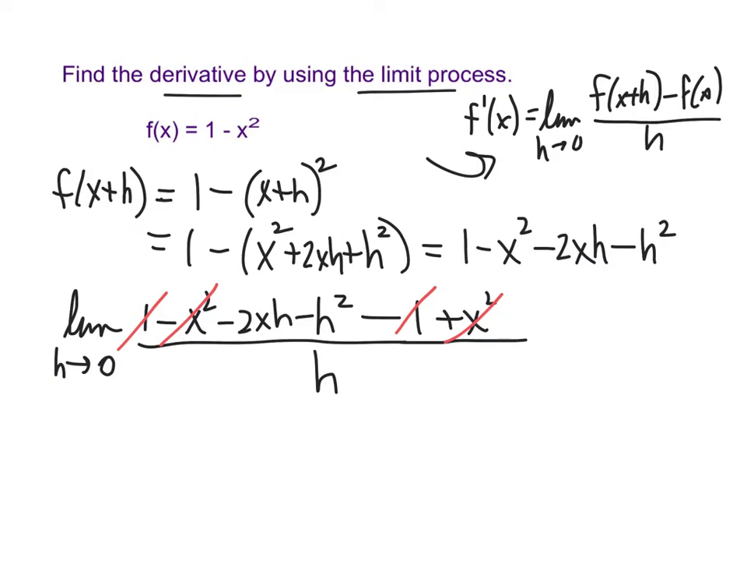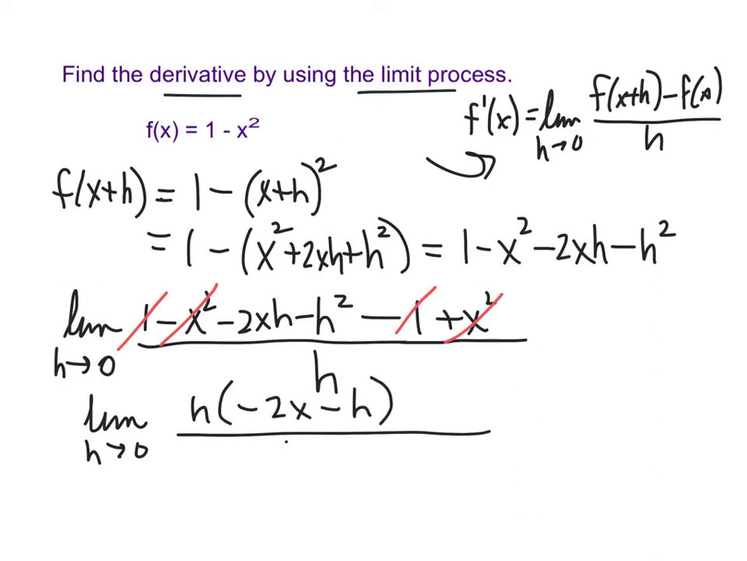2h and h squared, those all have h's. So on the top, I'm going to factor out an h from what is left, and I end up with negative 2x minus h over h. The h's cancel. They have to, because you can't divide by 0.